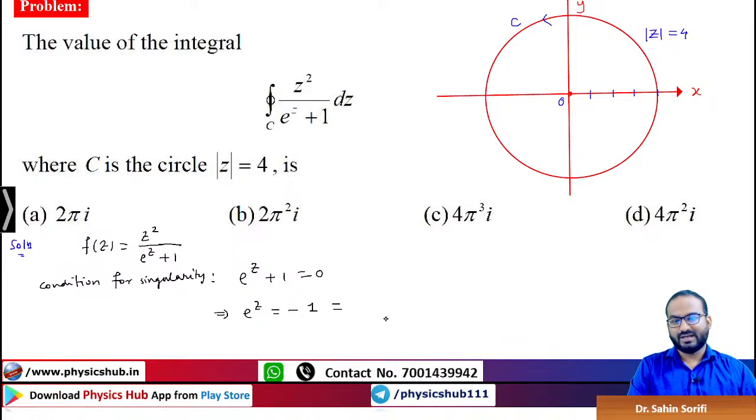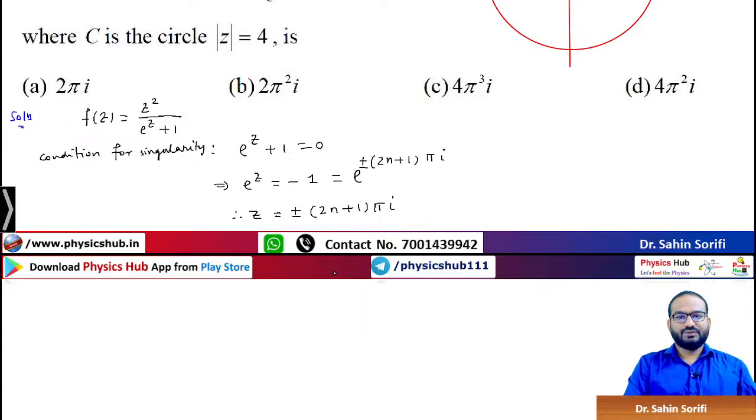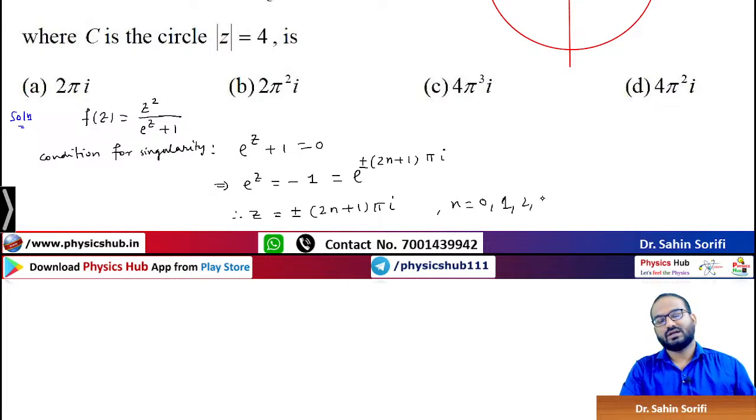Either you consider I pi or minus I pi. So it is for the odd values of pi I, so 2n plus 1 pi I for both positive and negative. Can you write it in this way? So the value of z for which the denominator is 0 is given by plus minus 2n plus 1 pi I. So if we put n equal to 0, 1, 2, 3 and so on.